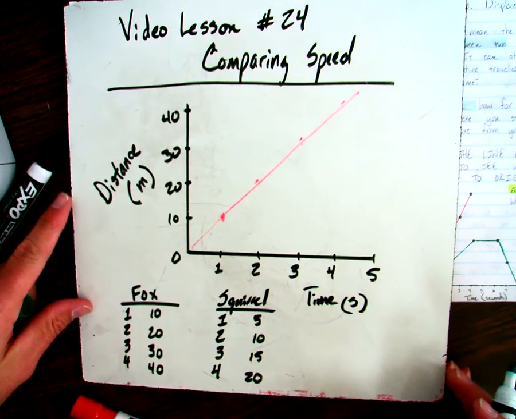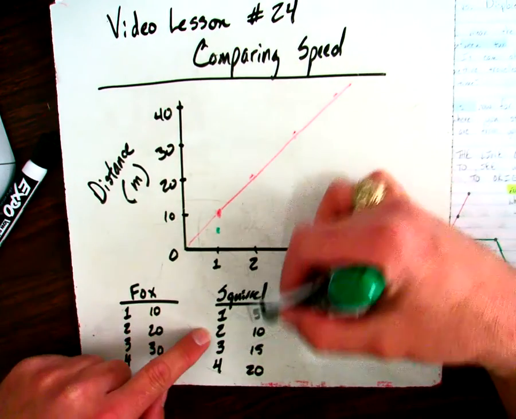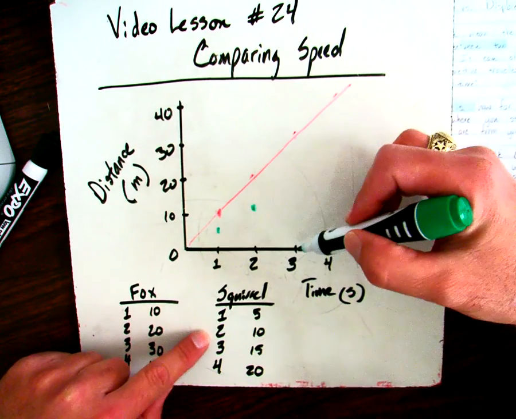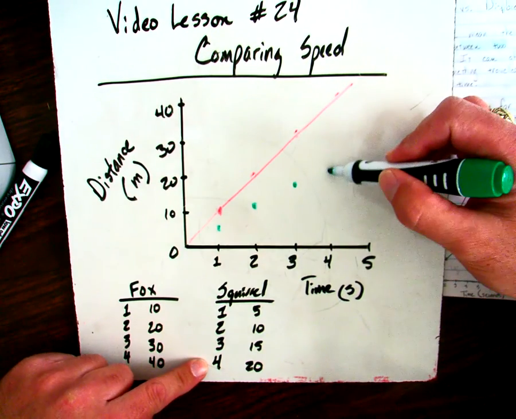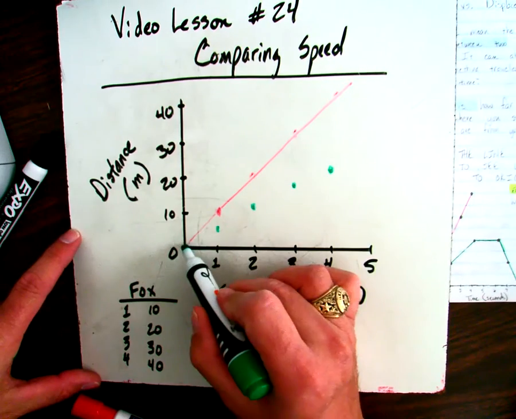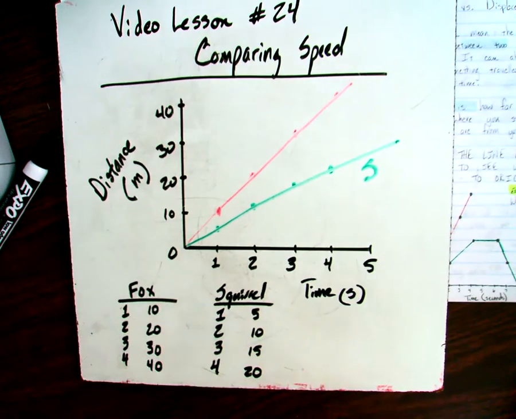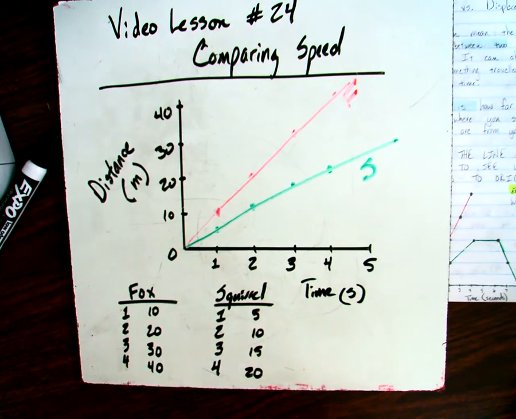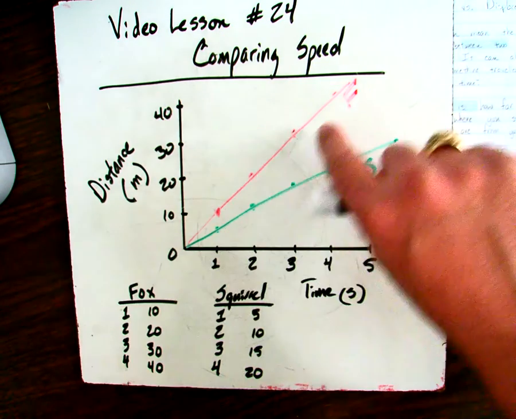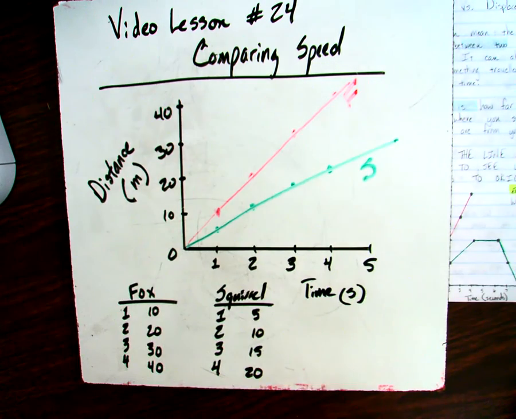And let's go ahead and look at our squirrel. So our squirrel is going to be 1 and 5, and then 2 and 10, 3 and 15, 4 and 20. And so then we'll go ahead and plot our line. Our squirrel is the S, and our fox is the F. Now once we have established that, we know that the speed of our fox is going to be faster because the line is more steep. The speed of our squirrel is not as fast.